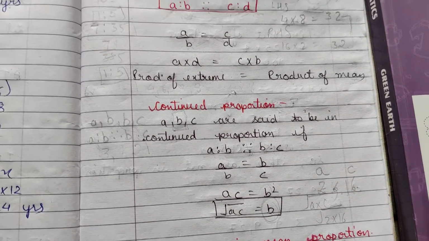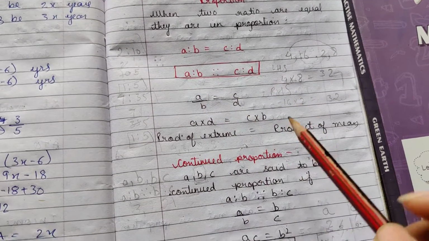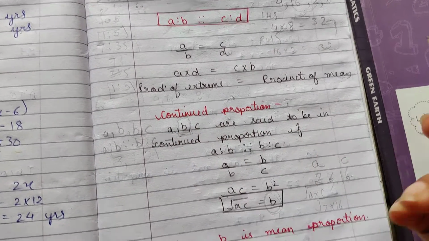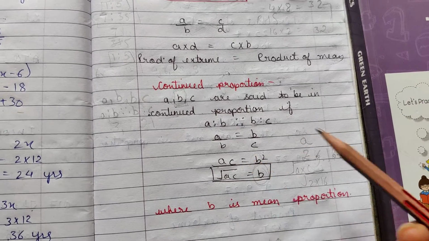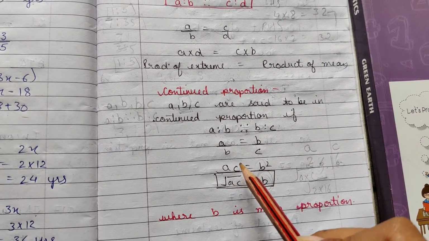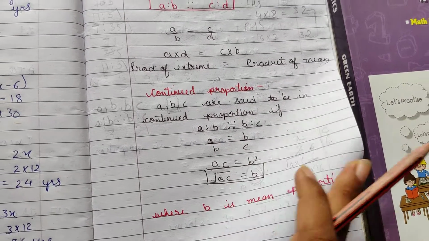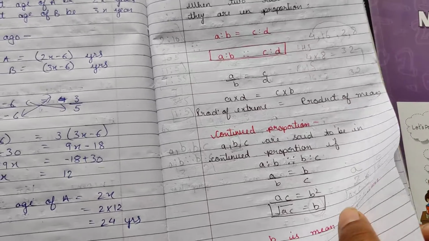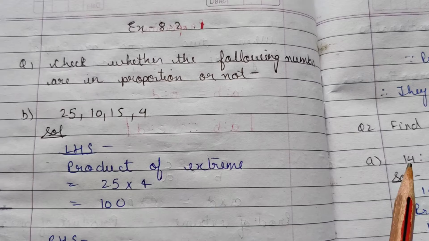ठीक है, so 3 things we have learnt here till now. What is proportion, what is the formula for proportion, what is continued proportion, when 3 terms are given and the middle term is repeated 2 times, and what is mean proportion. Mean proportion value is b, it is always called b mean proportion, and its value is under root a and c. So this is the explanation. On the basis of these things we will continue with the questions of the next exercise, which is 8.2.